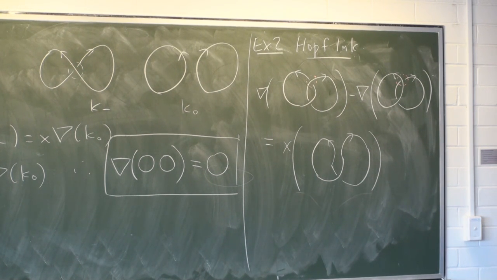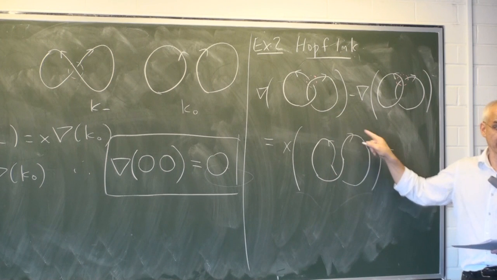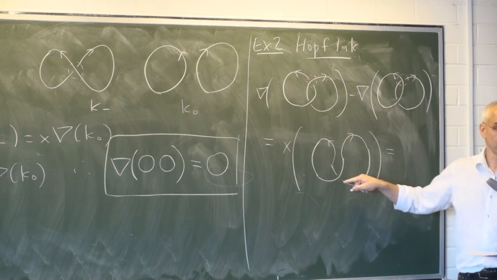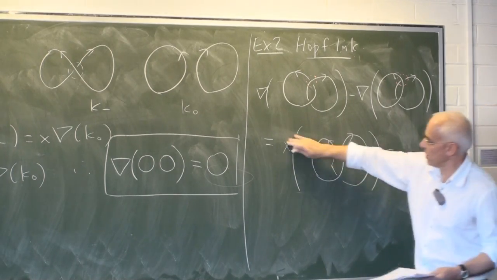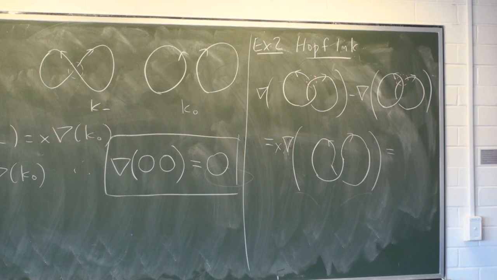So which of these do we know about? Well, this right-hand side, that's just a circle. That's an unknot. Oh, sorry, this should be a polynomial here. X times the Alexander-Conway polynomial of that object. So we're talking about X times 1, which is X.